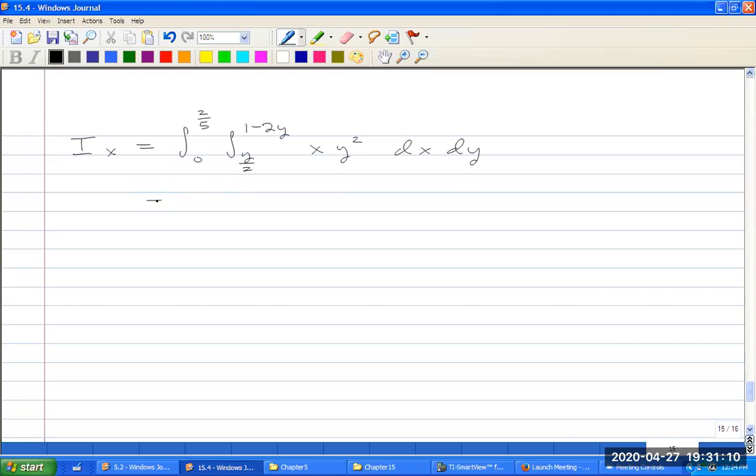So this is equal to the integral 0 to 2/5 of, well, let's integrate. So the integral of x is just going to be 1/2 x squared times the constant y squared from x equaling y over 2 to x equaling 1 minus 2y.